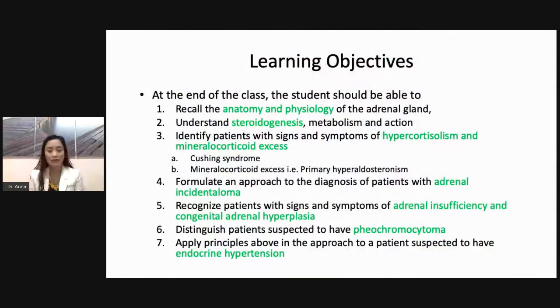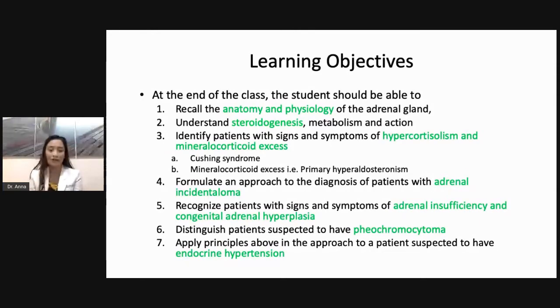Before we start, I'd like to give you an overview of what you should be learning from this lecture series. At the end of the class, you should be able to, number one, recall the anatomy and physiology of the adrenal gland, and understand steroidogenesis, metabolism, and action. I know that steroidogenesis has been discussed in biochemistry, but it appears to be very abstract, so I'll try to give you an idea on how it can be applied in clinical practice.